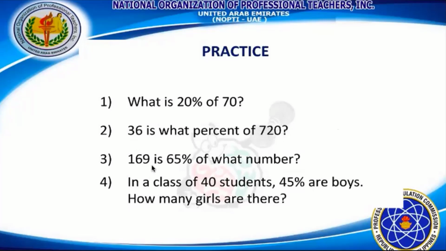Next, number 3. 169 is 65% of what number? What's missing is the base. So what's the answer? Correct, 260. Same persons. But I know you're solving on your papers, and you also get the correct answer. Very good, all of you. Okay, next, number 4. In a class of 40 students, 45% are boys. How many are girls?